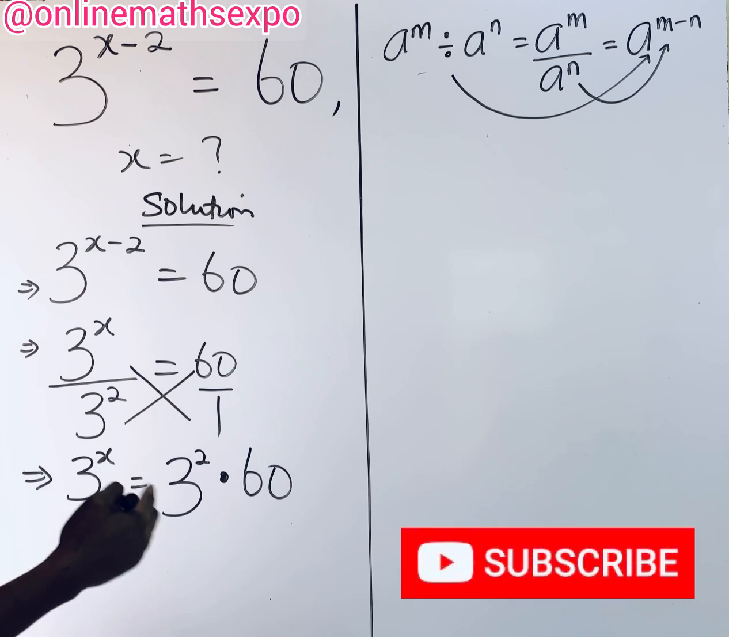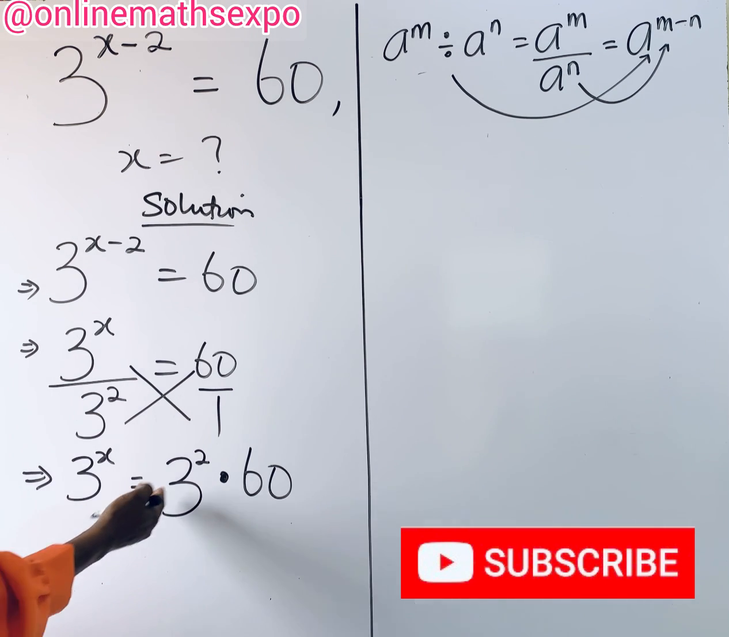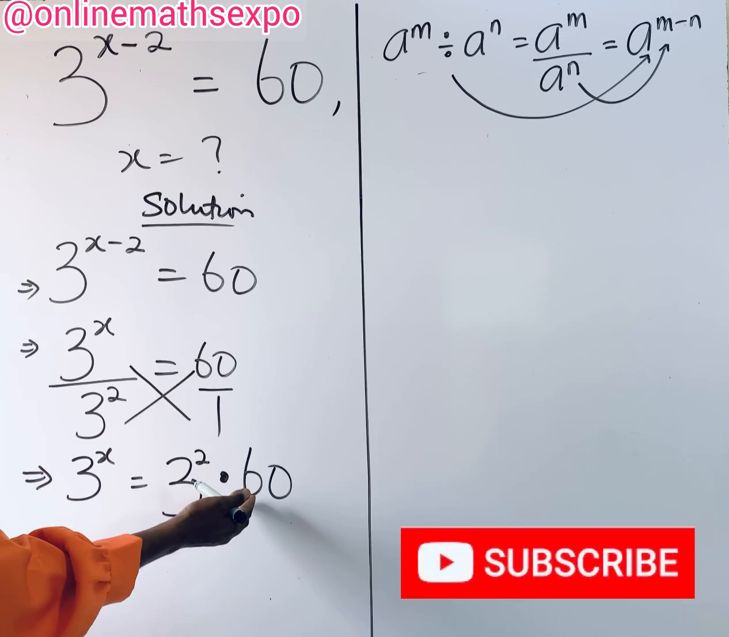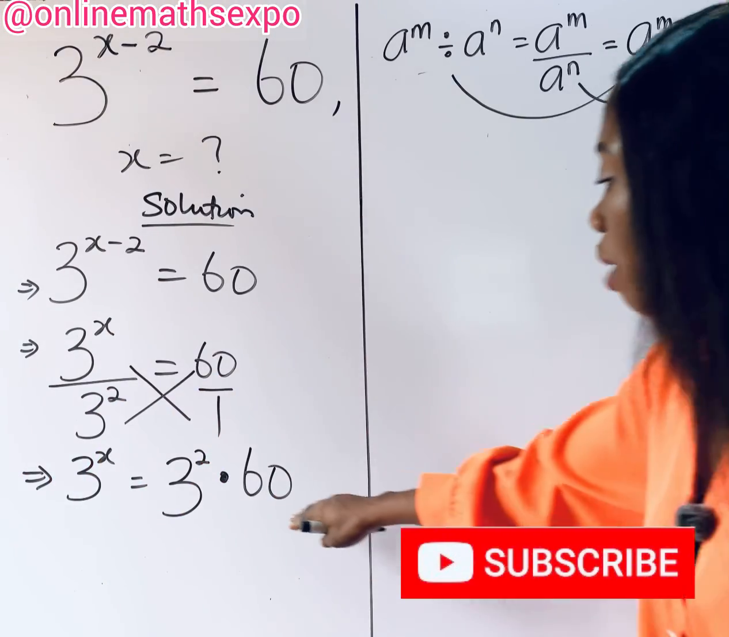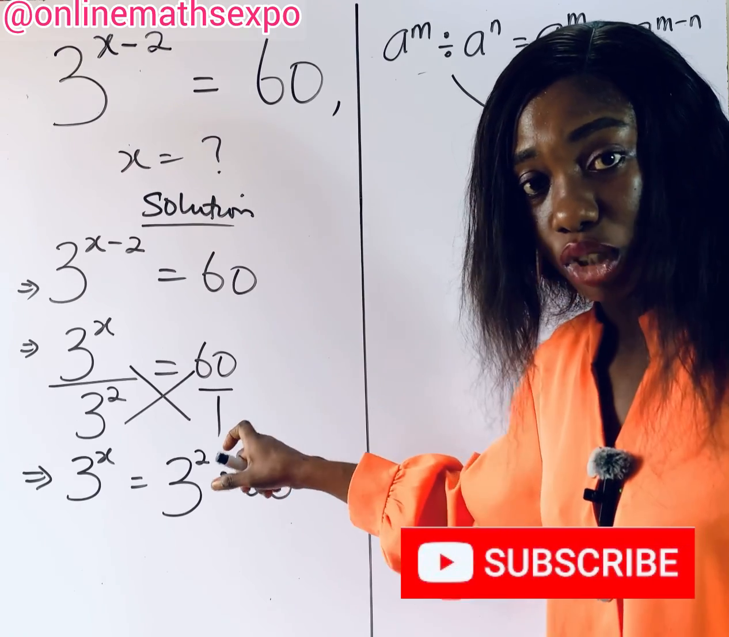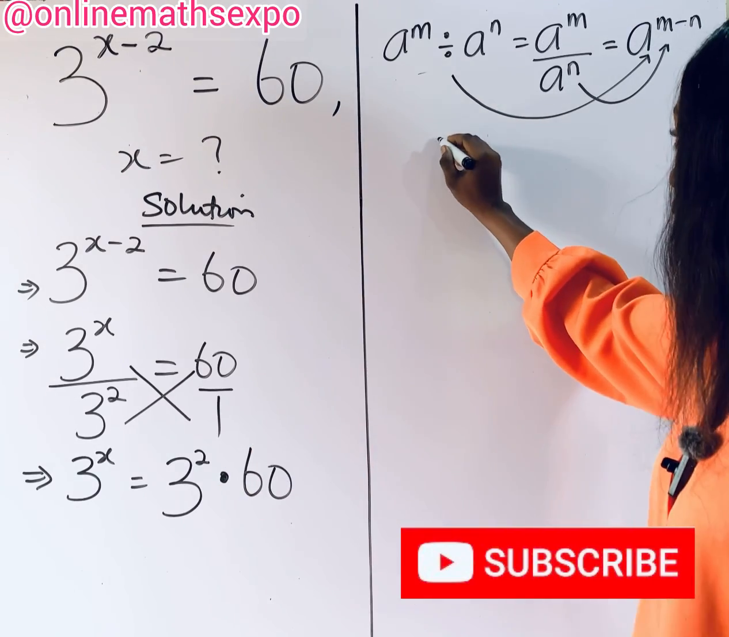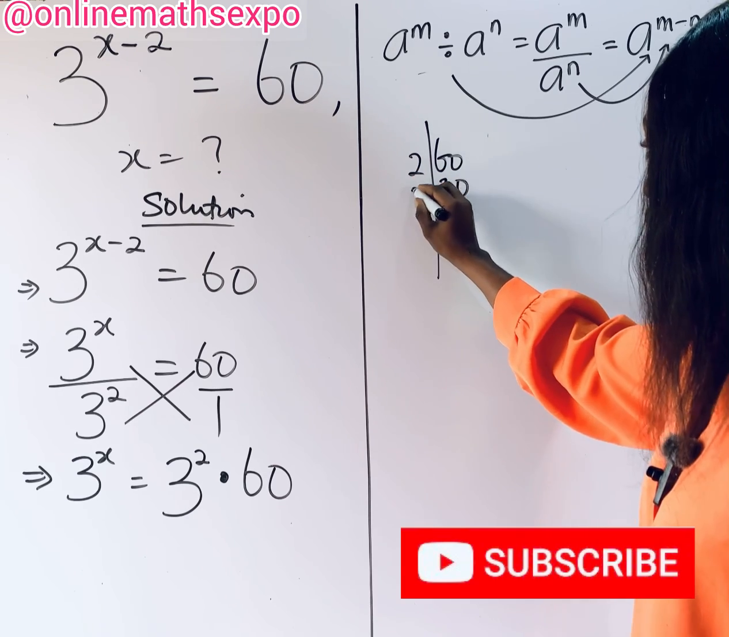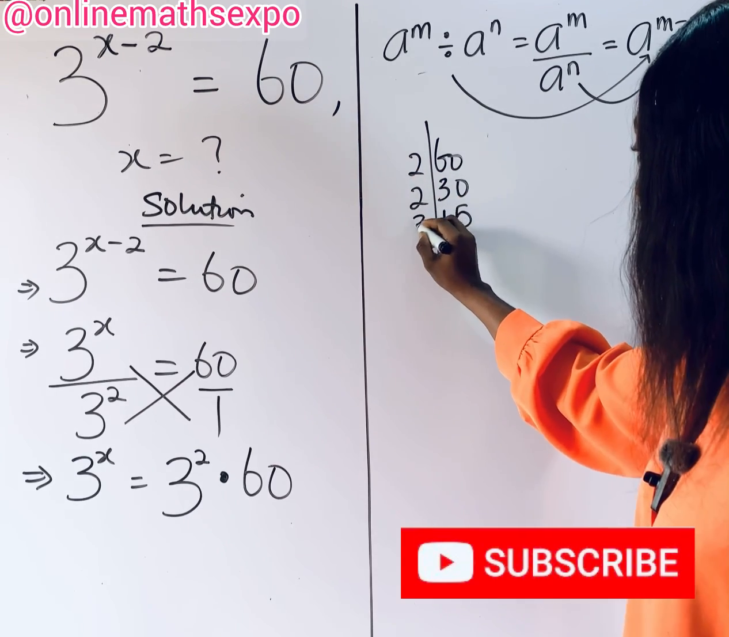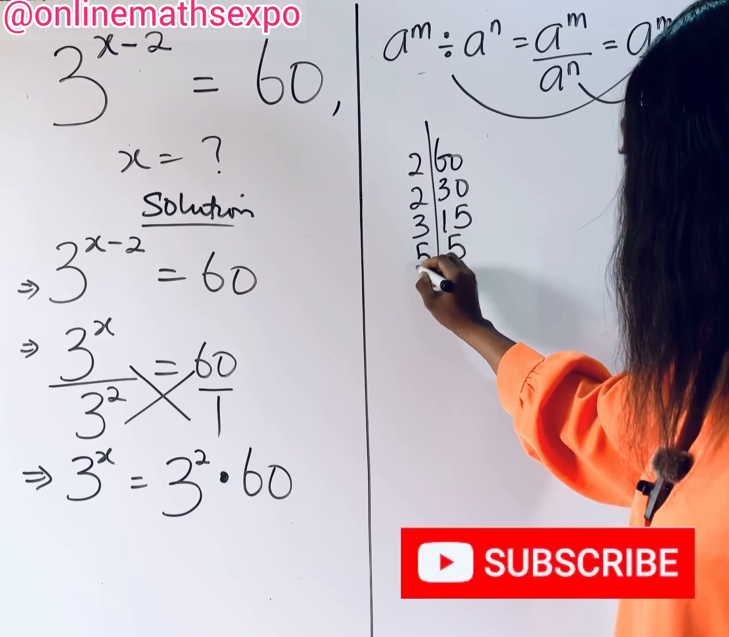Now what do you do again? We are going to also simplify this. Remember, this 60 can be written as a product of prime numbers. So 60 is the same as 2 times 30, 2 times 15, 3 times 5, and 5 goes once.